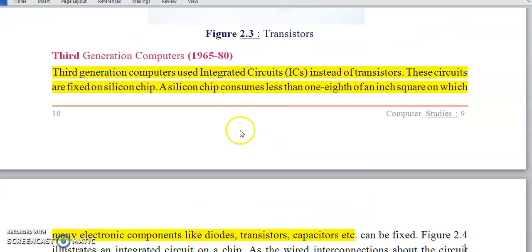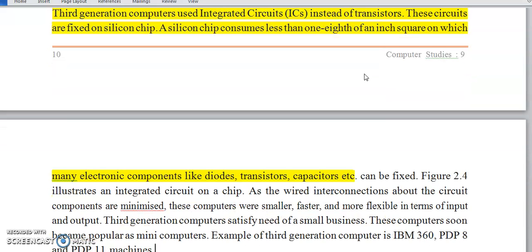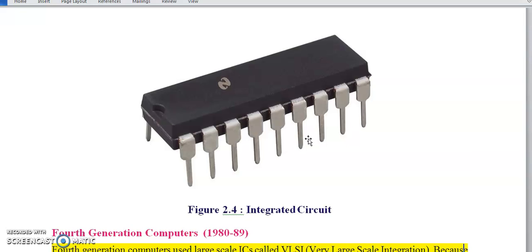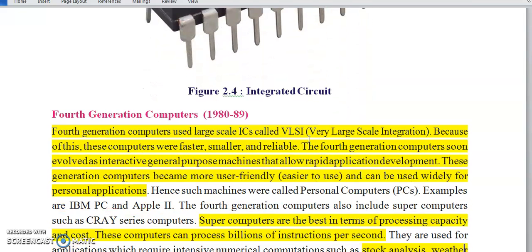In third generation computers, 1965 to 1980, integrated circuits (IC) were used instead of transistors. So we already covered this topic yesterday. See, this is a simple figure of an IC, integrated circuit. Next one is fourth generation computers, 1980 to 89. Fourth generation computers use large scale integration called VLSI, very large scale integration. Because of this, computers became faster, smaller and reliable.